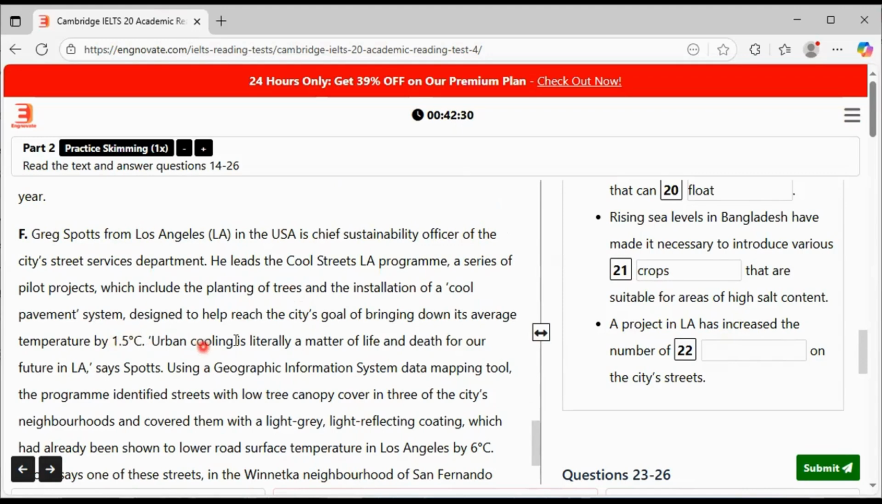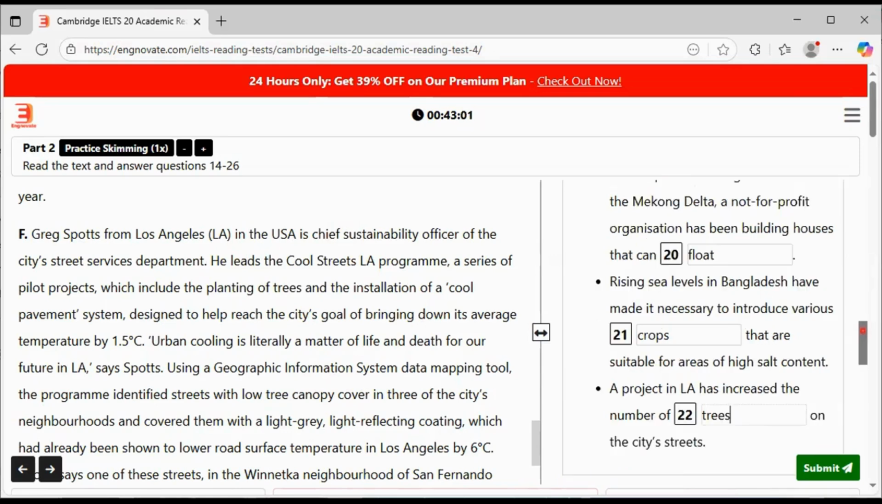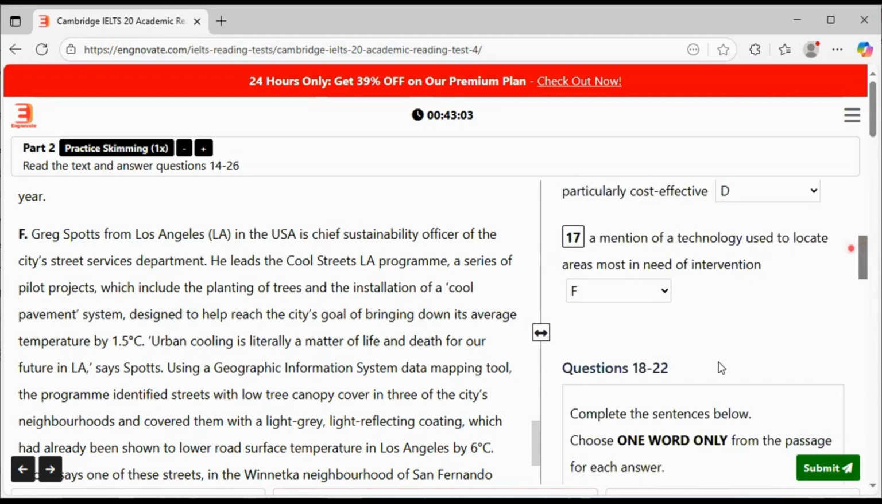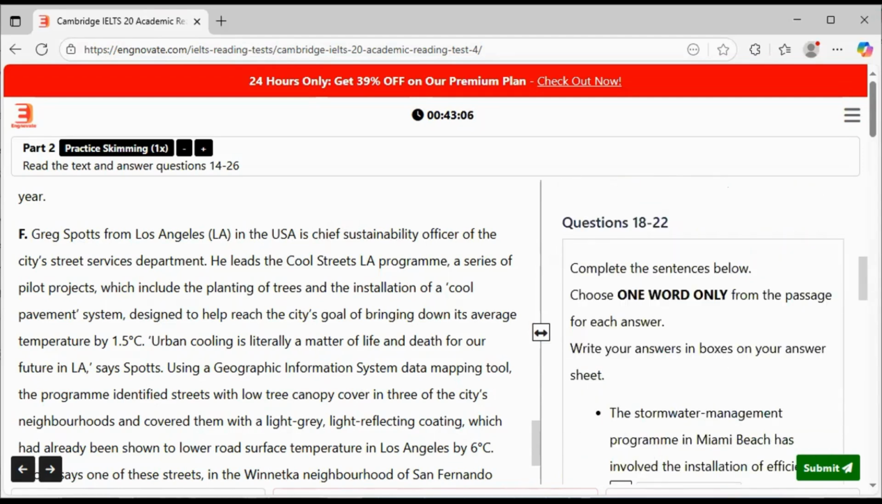Bringing down temperature. Low tree canopy cover. This thing is going to be trees. I think it's going to be trees. Number of trees has increased the number of trees on the city streets. Let me see. Planting trees. This thing is trees. The only thing here is trees. Number 22 is trees. I can't see any other thing that seems to fit well. So I think I've solved everything here.